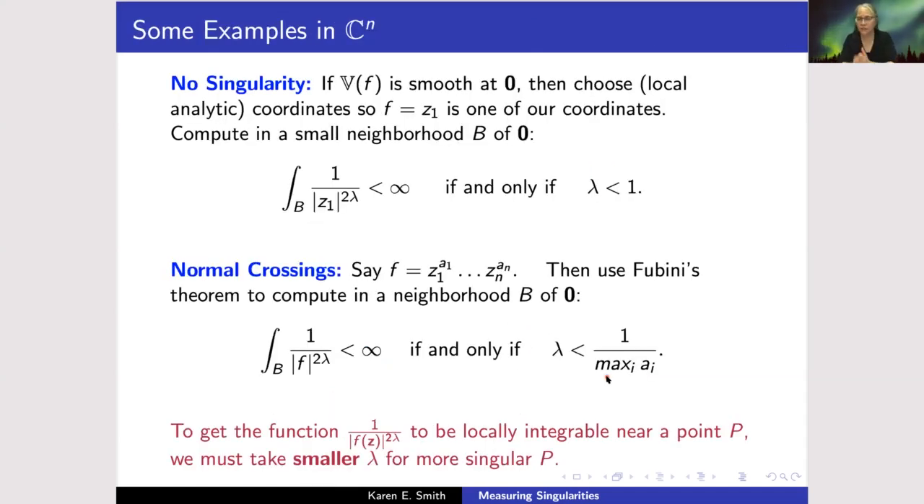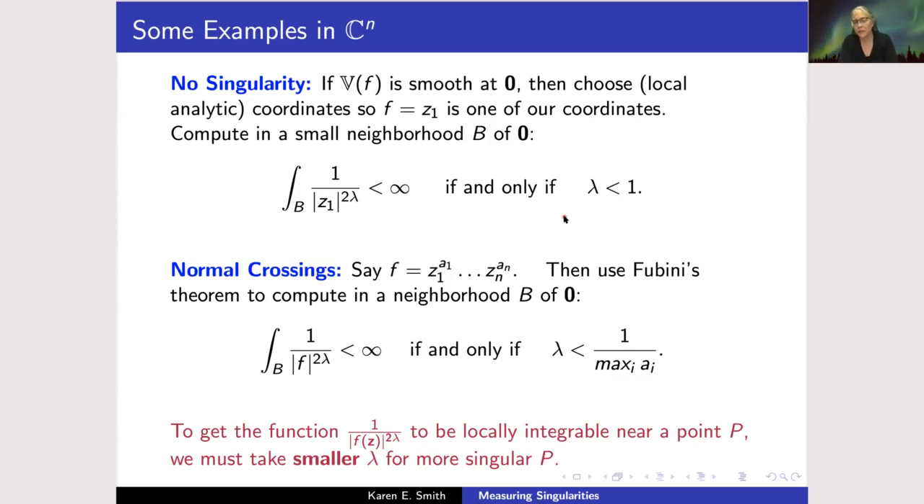So just to give some examples and to try to convince you it has something to do with singularities, let me point out that if we have a smooth hypersurface, and so I can change coordinates, so I can think of the f itself as a coordinate, and I can compute the integral. It turns out that this integral will converge if and only if lambda is less than 1. This is a kind of an exercise that might be on a qualifying exam in analysis in a PhD program. Not too hard to check.